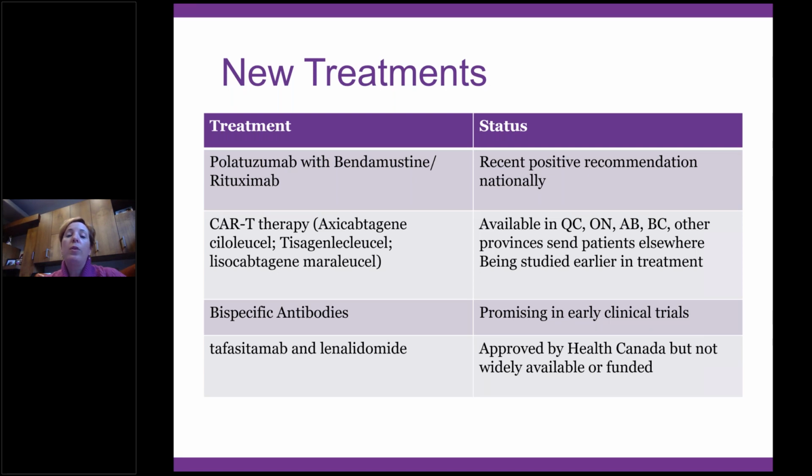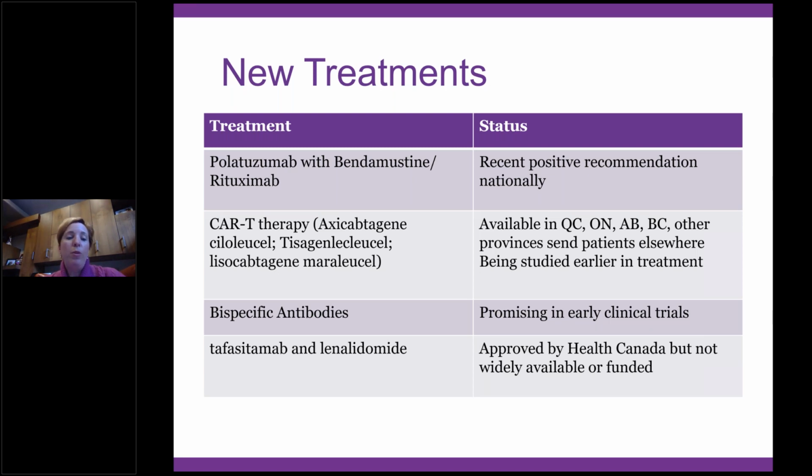And so this was recently reviewed by the Pan-Canadian Oncology Drug Review process with a positive recommendation nationally, but that still has to be reviewed by each province with funding decisions and implementation. And so it's not something that is widely accessible to patients yet within Canada, but hopefully will be soon.